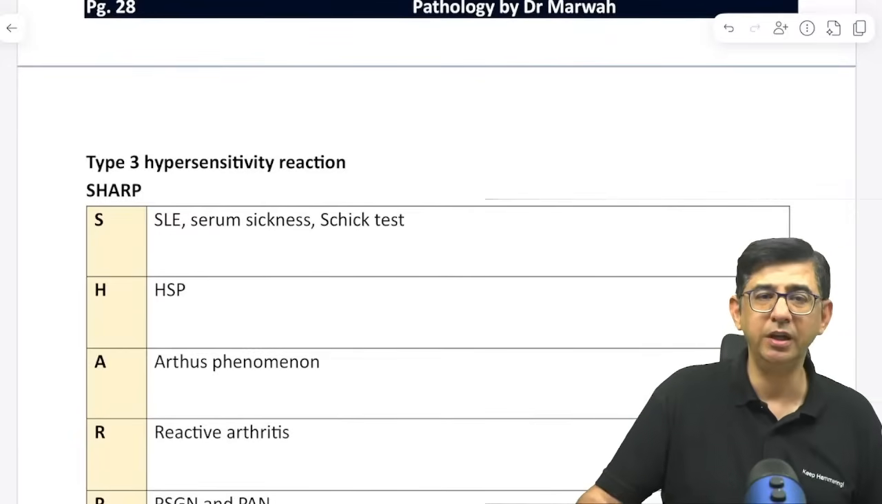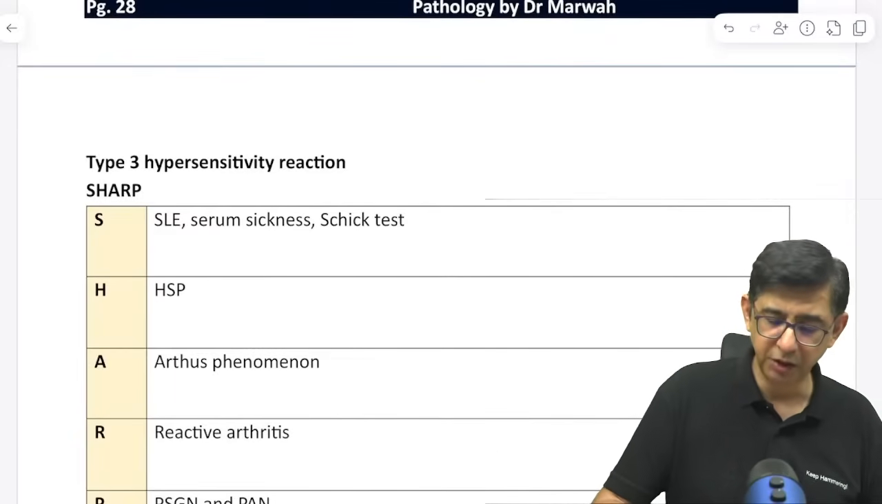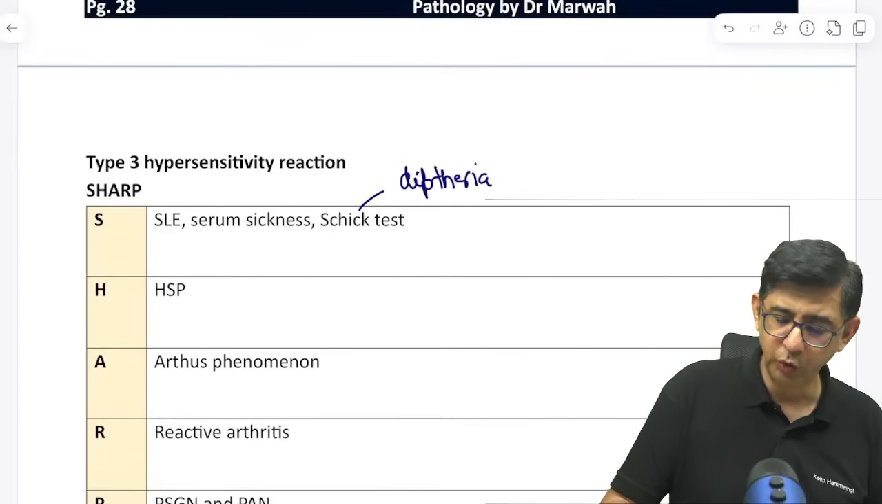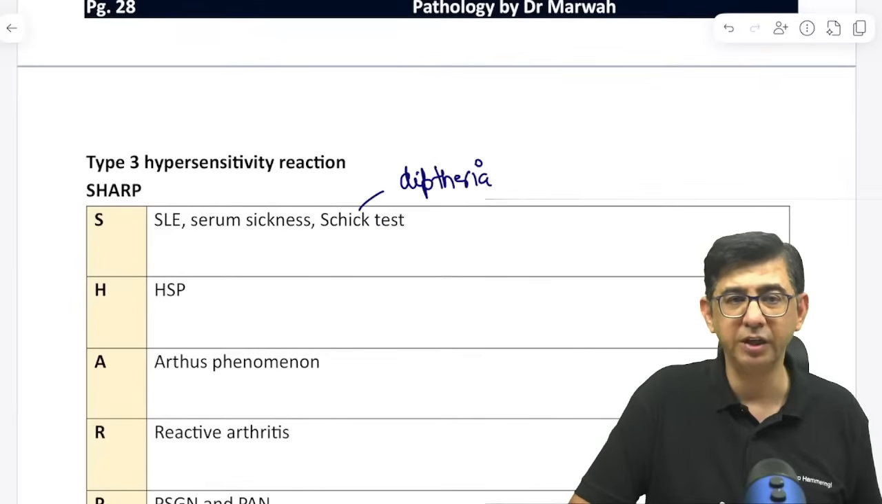That is SLE, serum sickness and Schick's test. Schick's test is what we do for diagnosis of diphtheria. Nowadays it is not used, but still it's an intradermal test that is done.